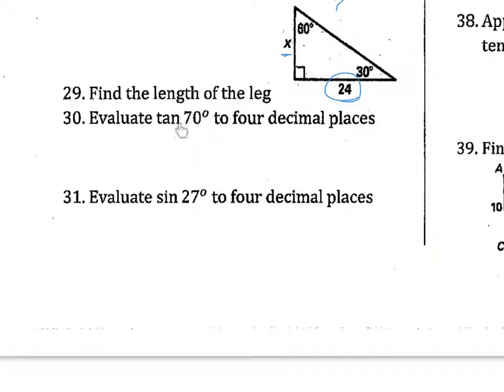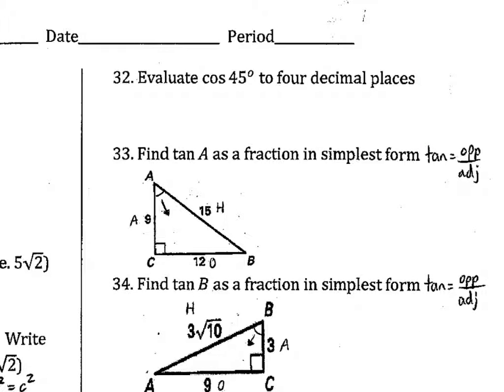Evaluate the tangent of 70. Just put it in your calculator, four decimal places. Same way with 31: sine of 27, four decimal places, please. And number 32 is the exact same way: cosine of 45. Write that to four decimals.